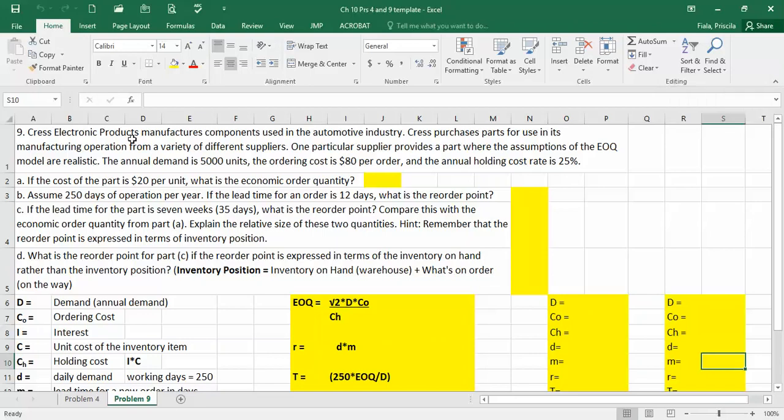Crest Electronic Products manufactures components used in the automotive industry. Crest purchases parts for use in its manufacturing operation from a variety of different suppliers. One particular supplier provides a part where the assumptions of the EOQ model are realistic.